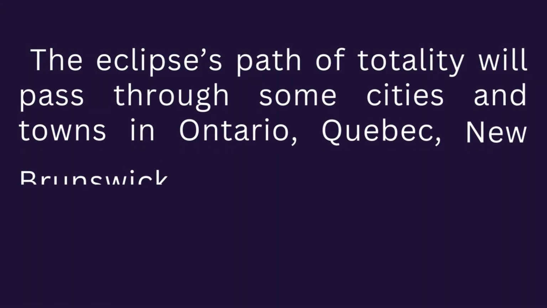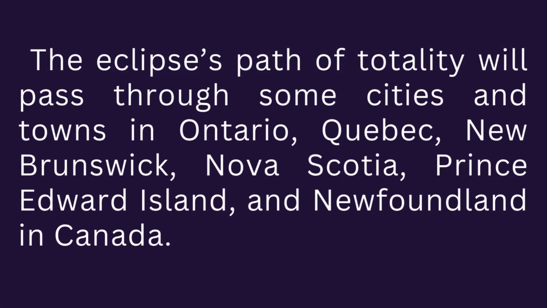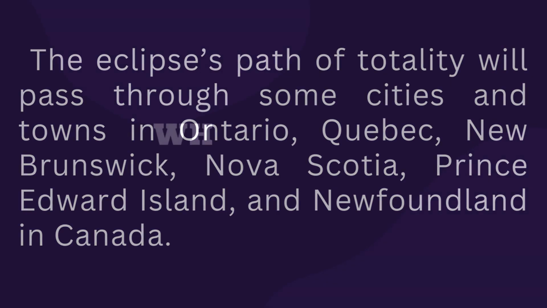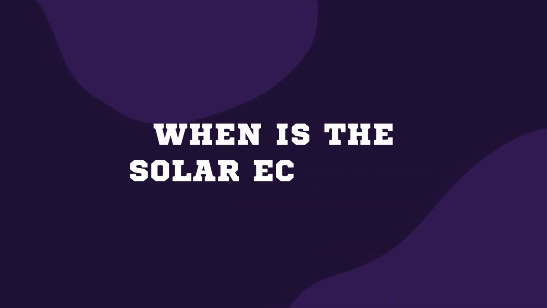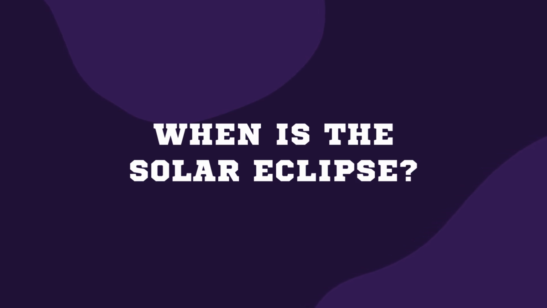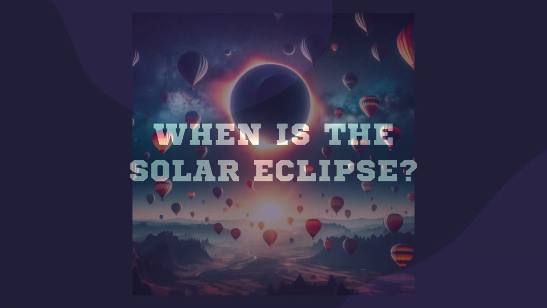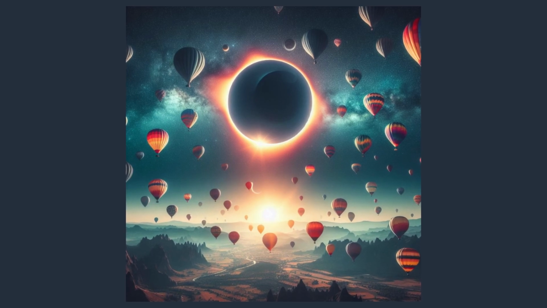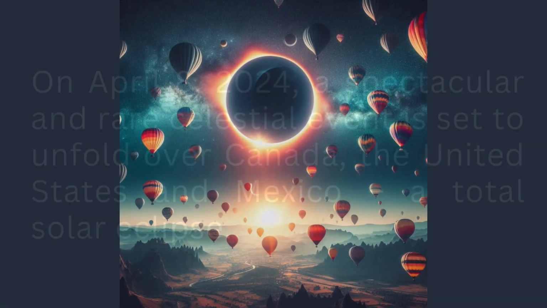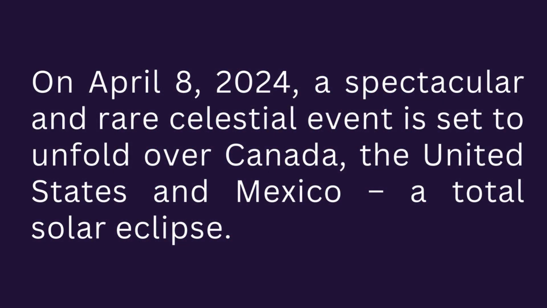This year, the eclipse path of totality will pass through some cities and towns in Canada, like Ontario, Quebec, New Brunswick, Nova Scotia, Prince Edward Island, and Newfoundland. Now, the important question is, when is the solar eclipse? On April 8, 2024, a spectacular and rare celestial event is set to unfold over Canada, United States, and Mexico. A total solar eclipse.